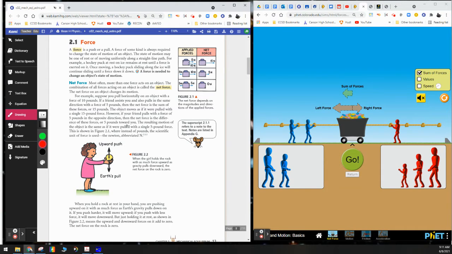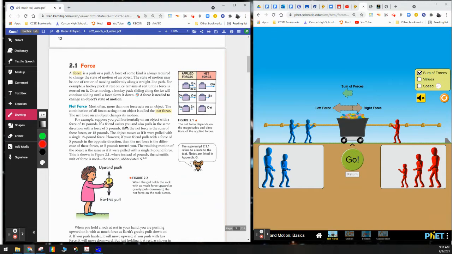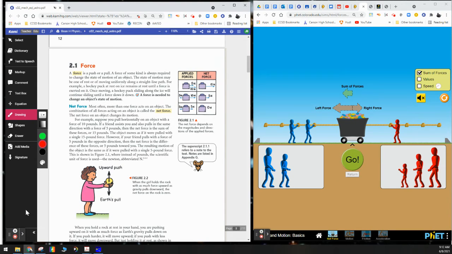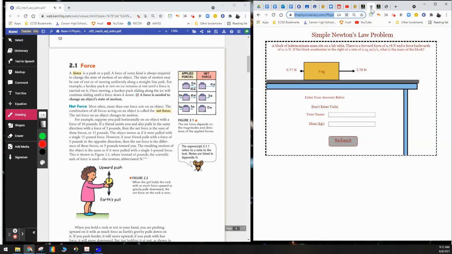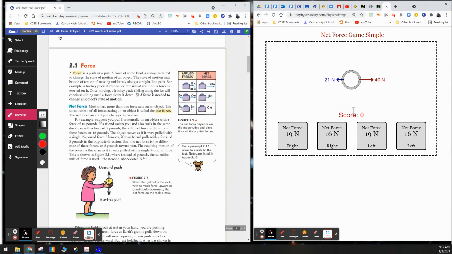After reading section 2.1, go ahead and answer a couple questions on Edpuzzle here. Let's talk a little bit more about net force real quick. Let's go right here, net force. I'm going to go ahead and put in Thanos here. I'm a big Avengers fan, big Marvel. And click on begin here.